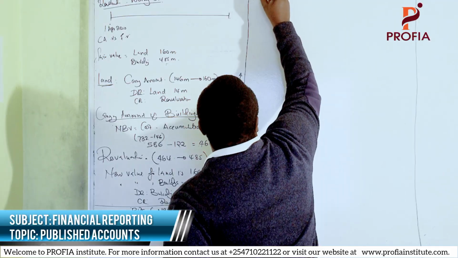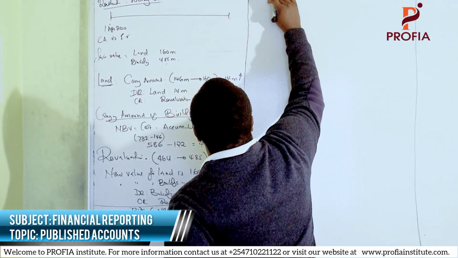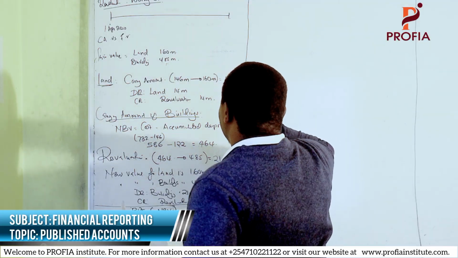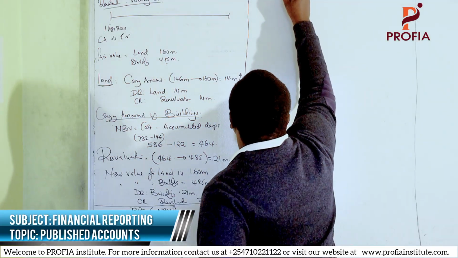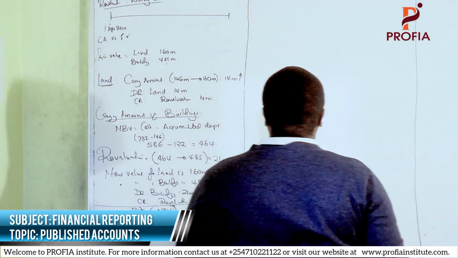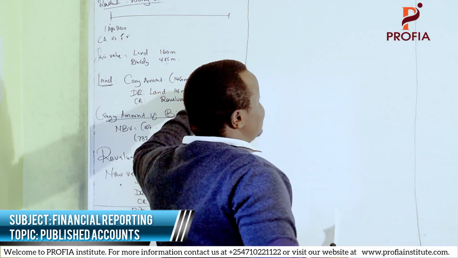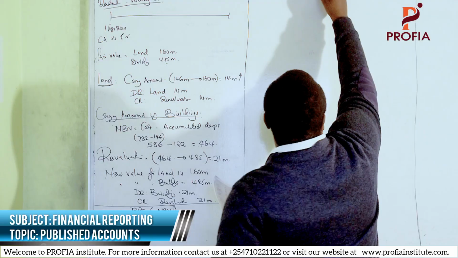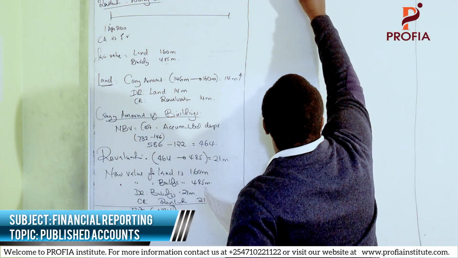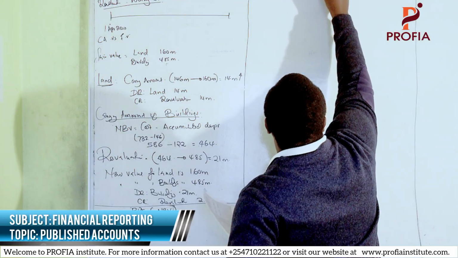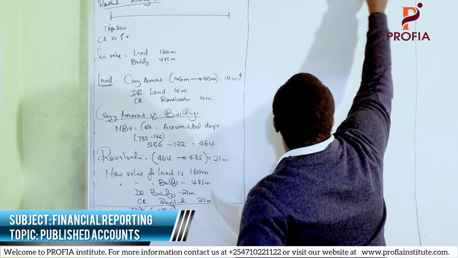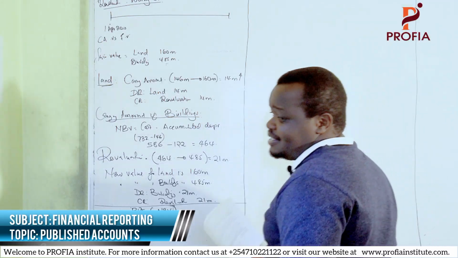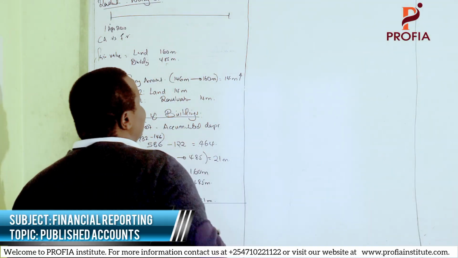So the first item is which one? Land. Our land is how much? As at the beginning of the year, what is the value of our land now? Our land is 160 million because now we have moved it from the 146 to 160. That is 160 is the new value of our land. So we always say cost minus accumulated depreciation. So our land will always remain to be 160 because land does not have depreciation.